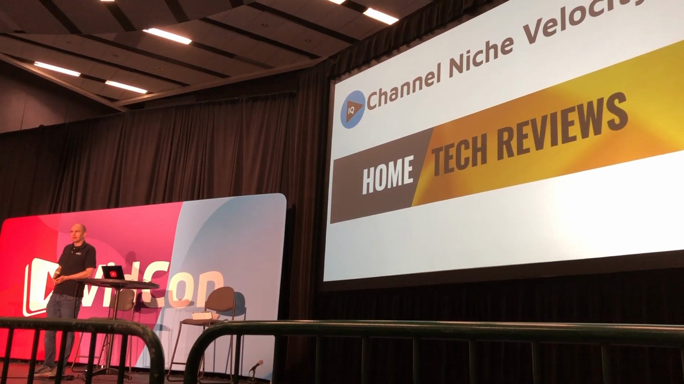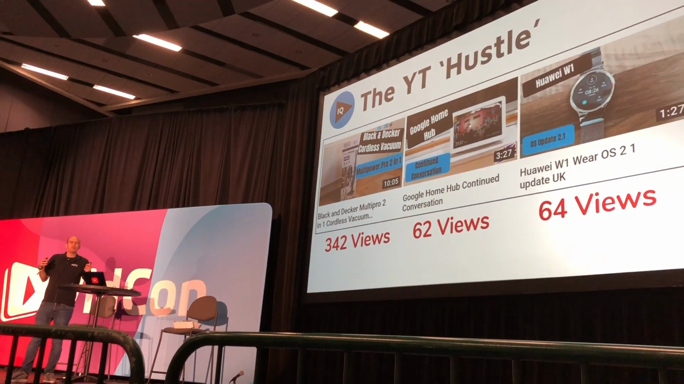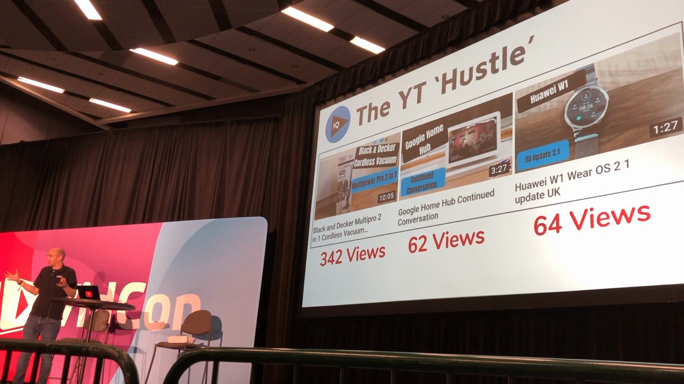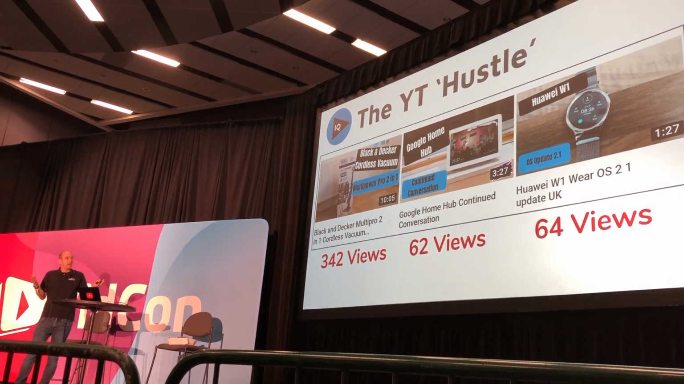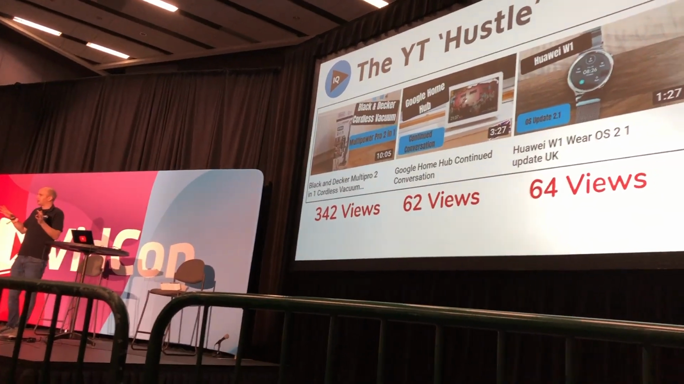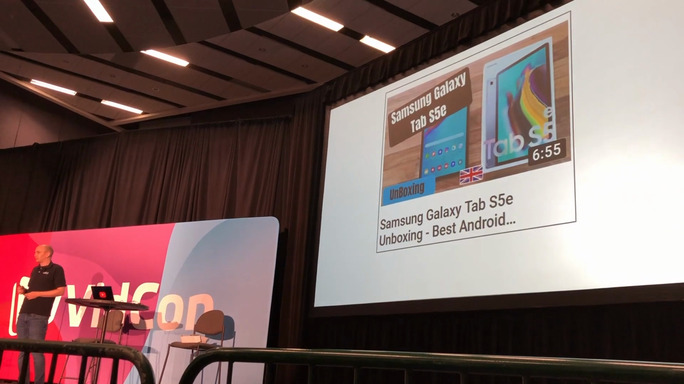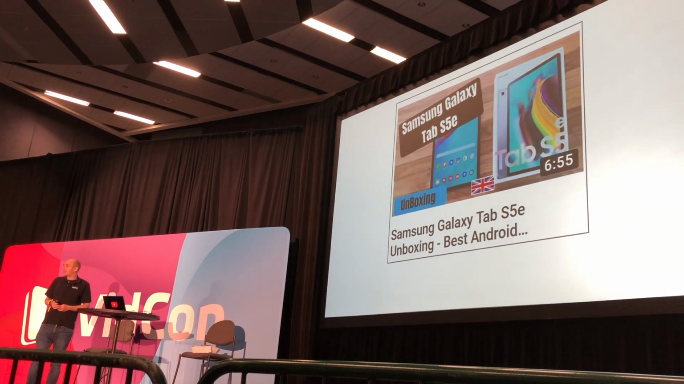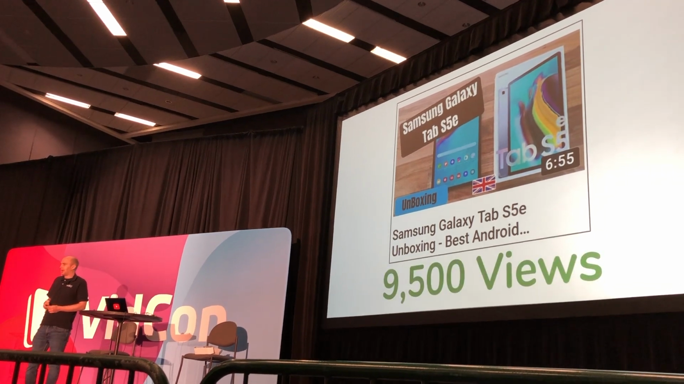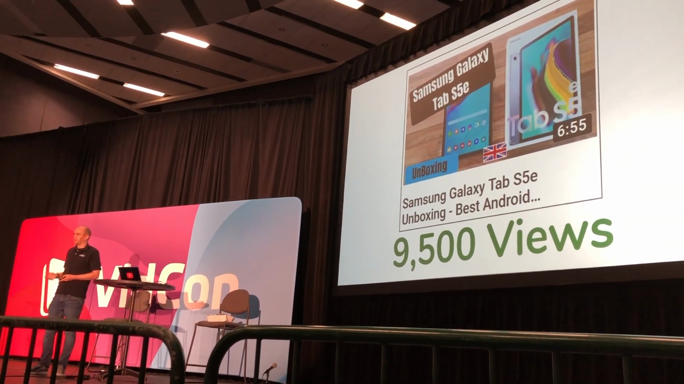And this channel was trying to find their space in the YouTube world. And they were essentially reviewing tech, anything that they found or bought. It might be a vacuum cleaner one day and a Google Home Hub the other, trying to find their feet, and the views were relatively low in terms of how the channel was growing. And then they stumbled upon a new tablet that had just been released. And so they went from hundreds of views to 9,500 views. So that was a viral moment for their channel.